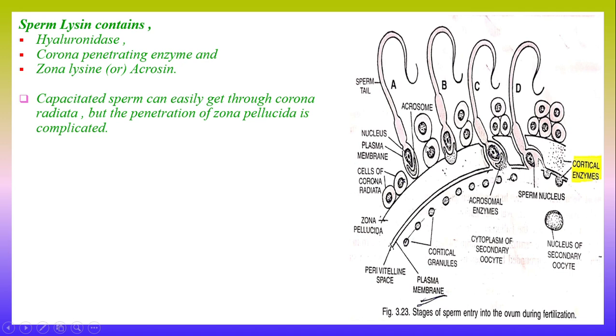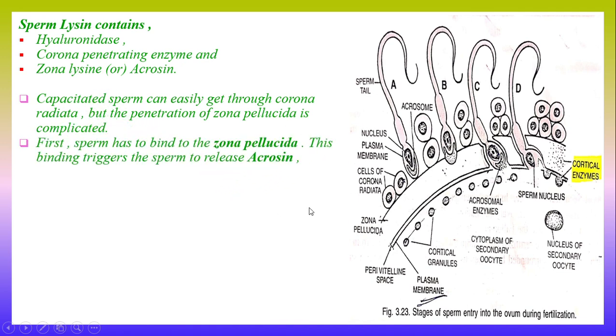Without that coating, a capacitated sperm can easily dissolve the corona radiata layer. It dissolves that easily. But dissolving this zona pellucida is a bit of a difficulty. But penetration of the zona pellucida is complicated. What happens? First the sperm has to bind on the zona pellucida, and binding triggers the sperm to release the acrosin. Look, the sperm touches here.